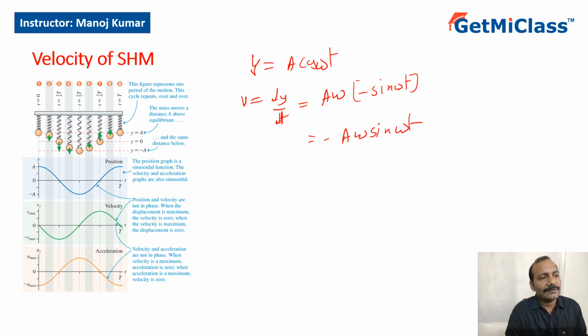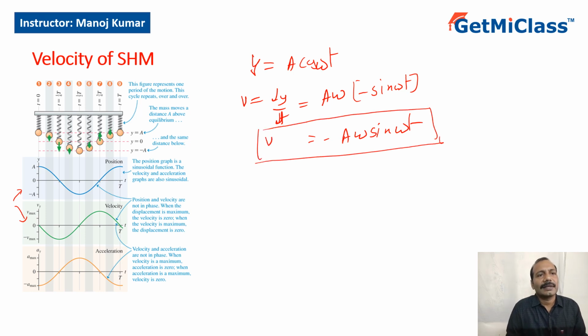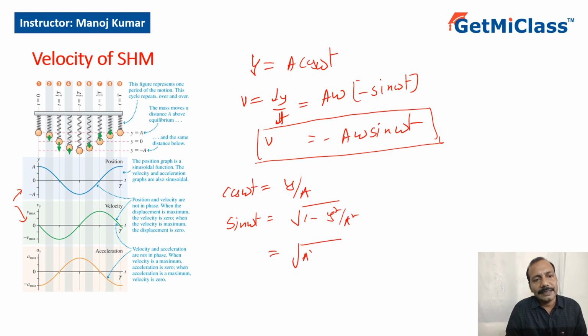Now you can see this is the graph for position, and this is the graph for velocity. So this is how I find velocity of SHM at time t. Now I want to get it in terms of position. What is cos omega t here? Cos omega t I can write as y by a. So if cos omega t is y by a, I can write sin omega t equal to under root of 1 minus cos square omega t. That can be written as under root of 1 minus y square by a square, or under root of a square minus y square by a square. This is sin omega t.